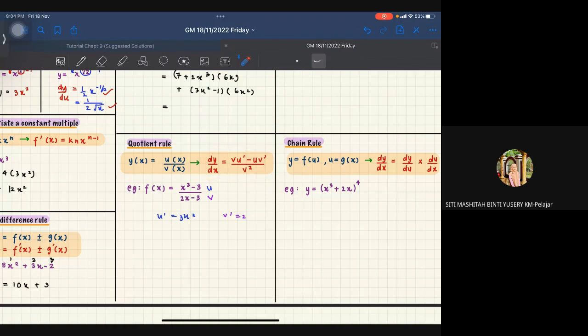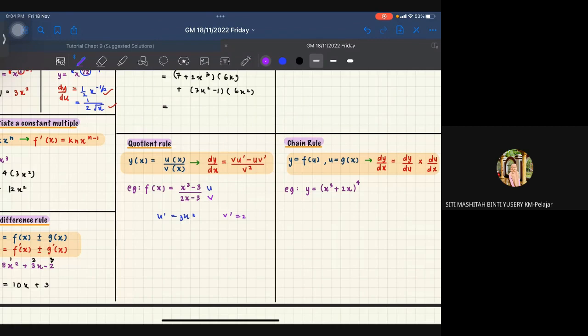Okay, so dekat sini kebanyakan student dia selalu buat careless, right? So it's either yang ini dekat depan ataupun yang ini dekat depan. So you need to make sure awak gunakan formula yang betul. Okay, so dia mesti VU prime dulu, baru UV prime. Okay, and then kat tengah ni mesti tolak bukan tambah. Okay, so jangan confuse antara product rule and also quotient rule.